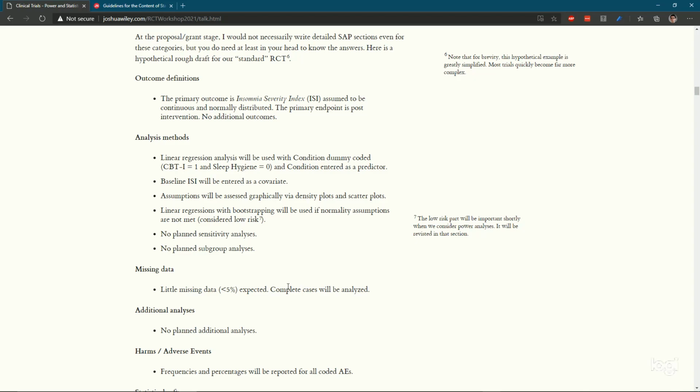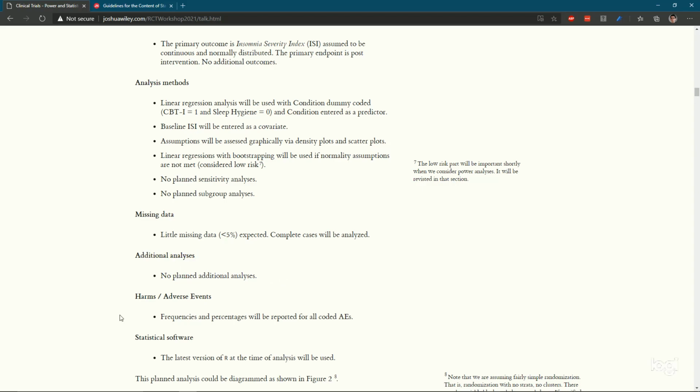I don't tend to like to see this unless someone has really strong justification for why they think such small amounts of missing data are going to be used, because we know that oftentimes complete case analyses yield biased results, and there's better statistical methods out there. However, those add additional complexity, and I'm going to make this talk take even longer. Additional analyses, no planned additional analyses.